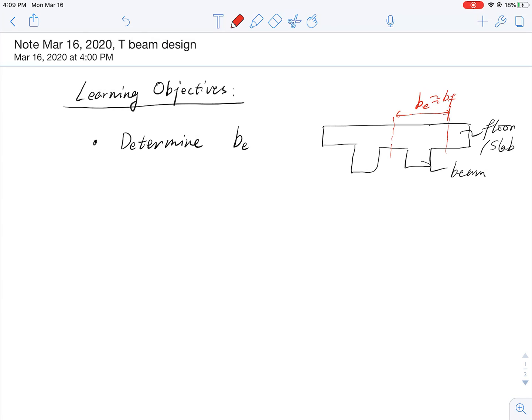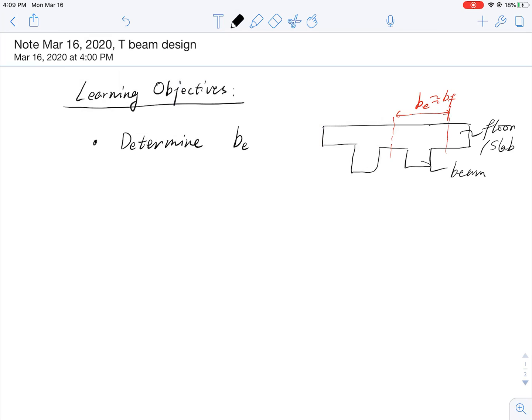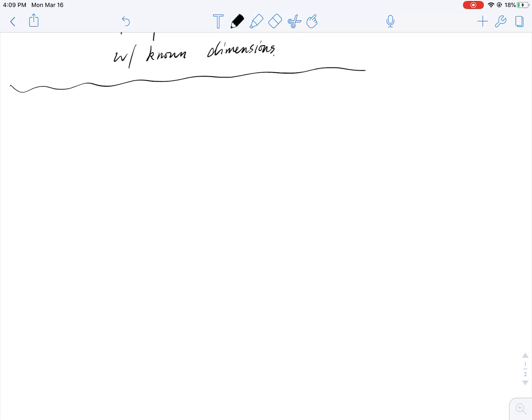Then to conduct beam analysis. This is what we're talking about. And then second is to be able to design a T-beam with known dimensions. This is what we're going to do today. With that, let's take a look at the T-beam analysis.